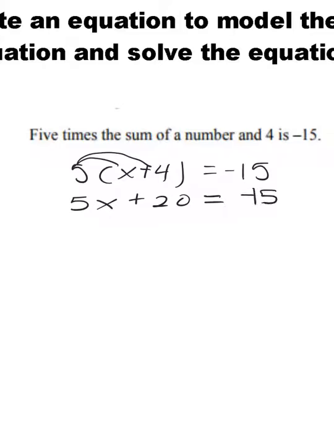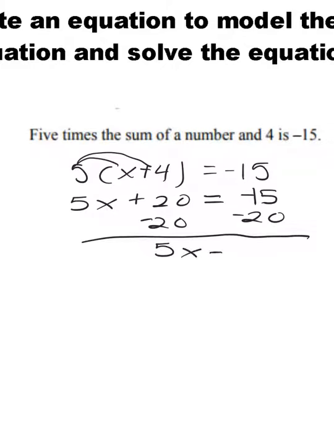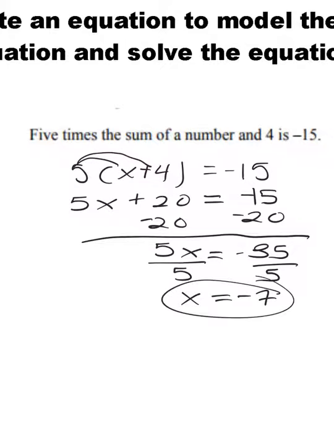Then I subtract 20, and I subtract 20. Oh, so we messed up the sign. So that should be 5x equals negative 35, which when we divide by 5 will give us a negative 7. All right, so don't mess up your negative. Don't mess up your negative.